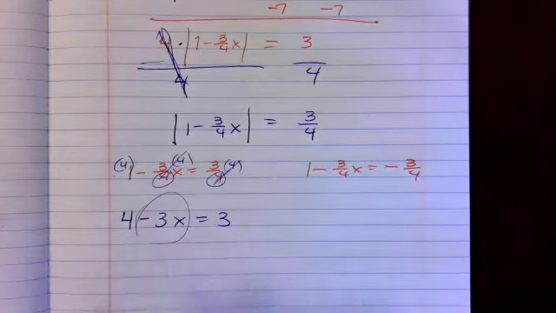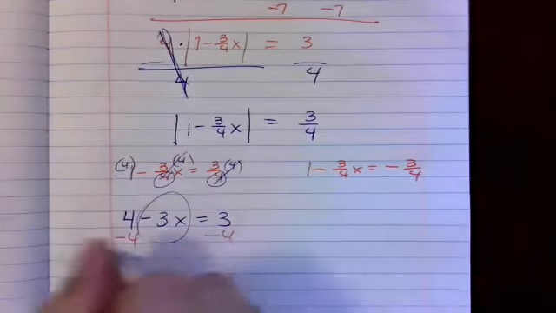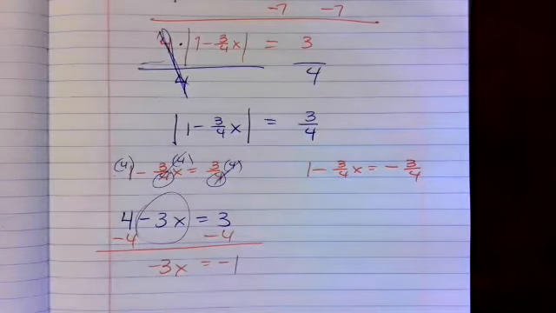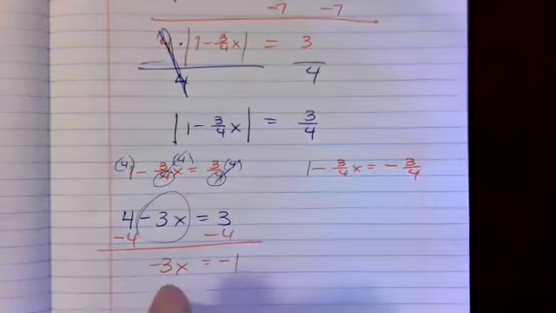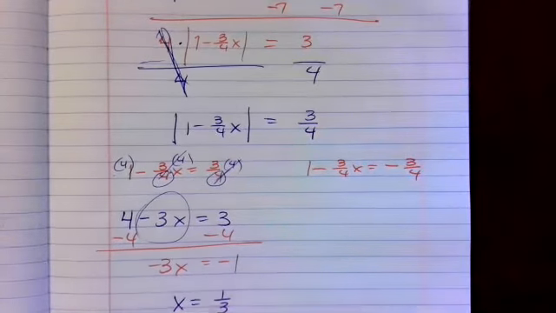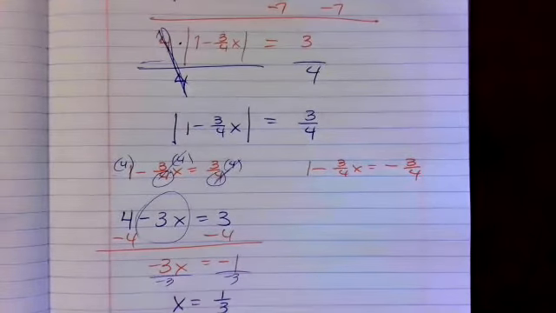I want to get my x term by itself, so I'm going to subtract 4 from both sides. So x is equal to a positive 1/3. Negative divided by negative is positive. On this side, the same thing.